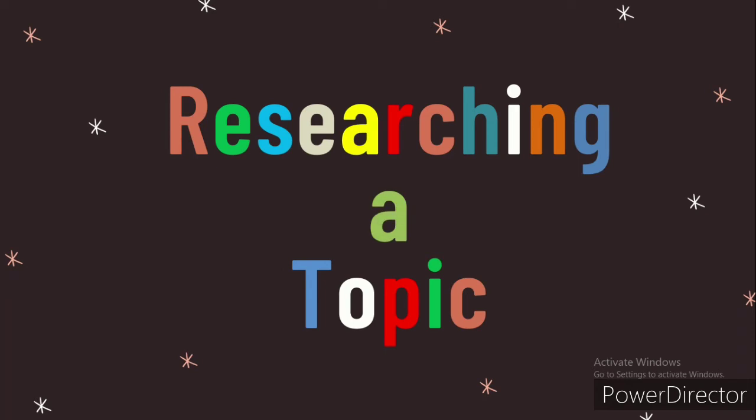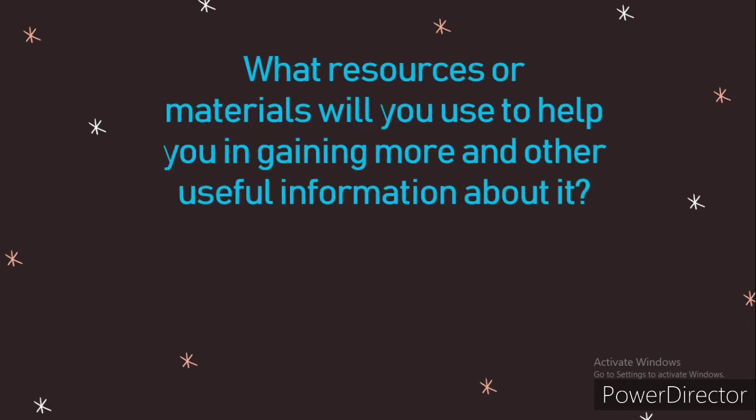As we all know, researching about a specific topic can be a tough responsibility when you do not know where to get all the information you need. While information is literally everywhere, it is essential that one knows how to select possible or potential sources of useful information. And this lesson focuses on different sources of information when researching for a specific topic. In researching about the Mayon volcano, what sources or materials will you use to help you in gaining more and other useful information about it?